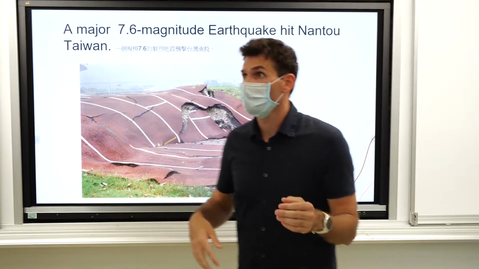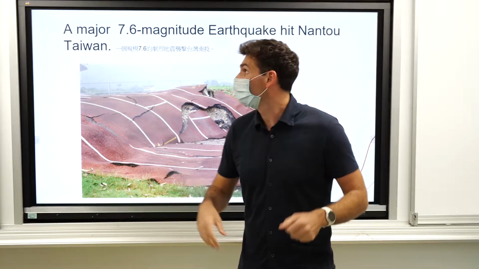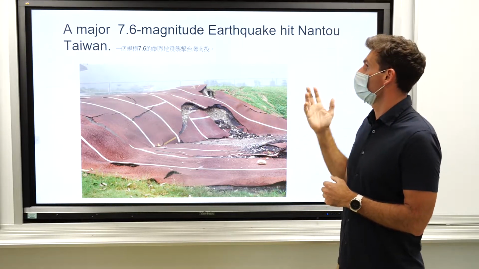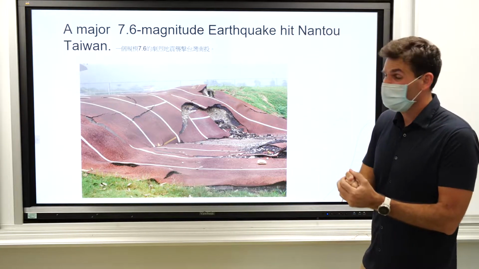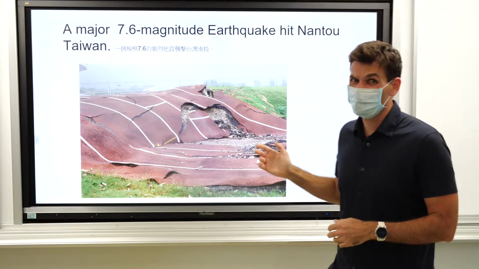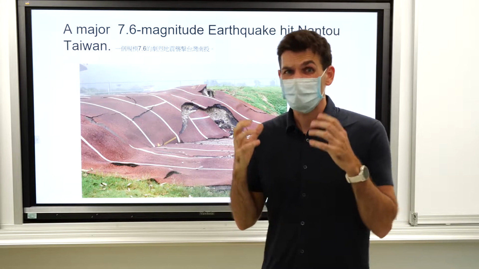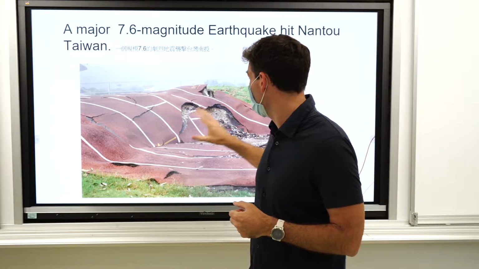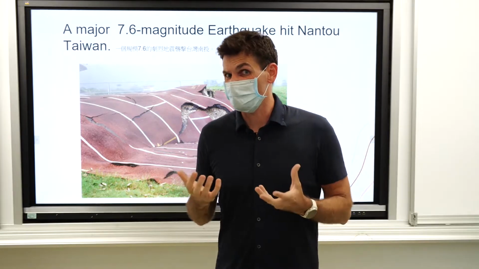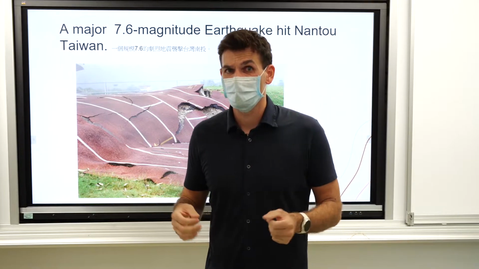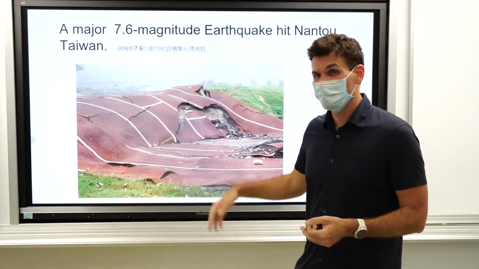Okay, let's look here. This earthquake was in Taiwan. A major 7.6 magnitude earthquake hit Nantou, Taiwan. Whoa, this earthquake was very dangerous and very devastating. This earthquake happened in 1999 and many people died. It was very sad. And you can see the damage.